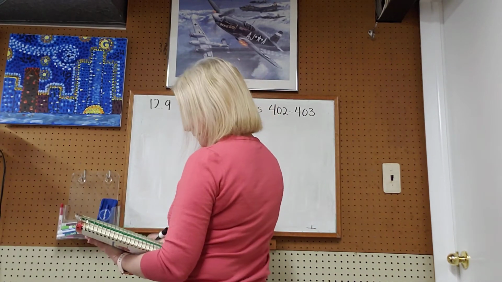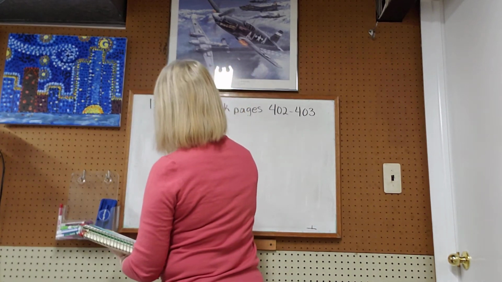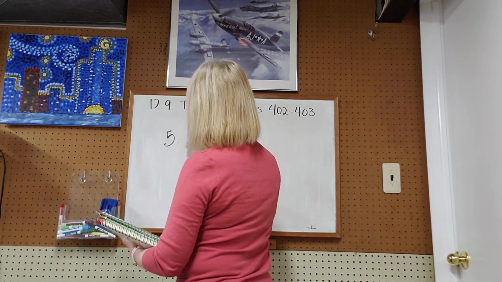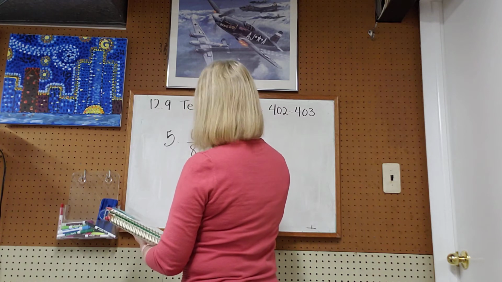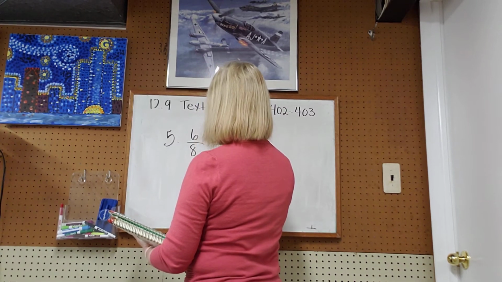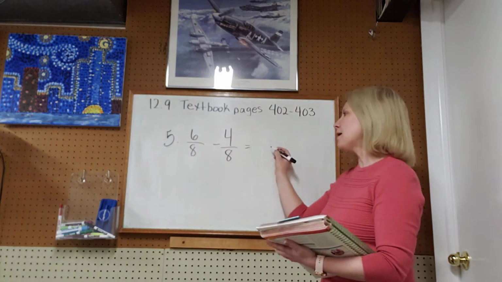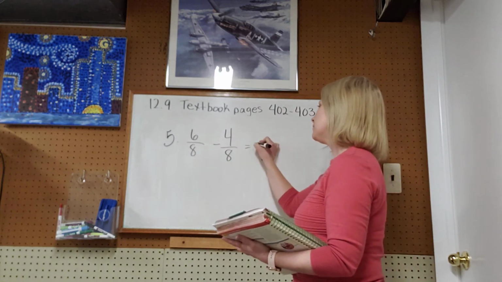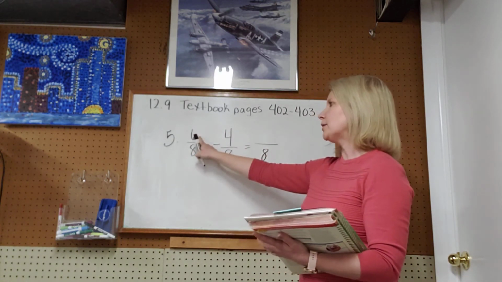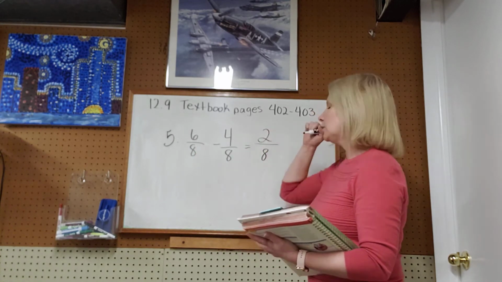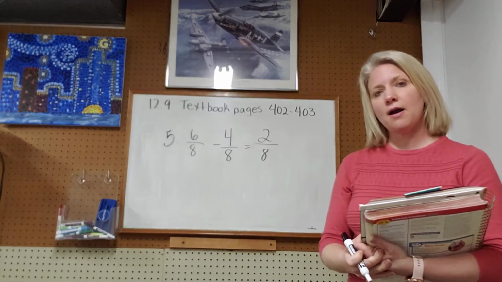Number 5. 6/8 minus 4/8 equals, let's carry over our denominator because it is the same. Subtract our numerators, 6 minus 4, and that equals 2. Okay, let's think about our factors.